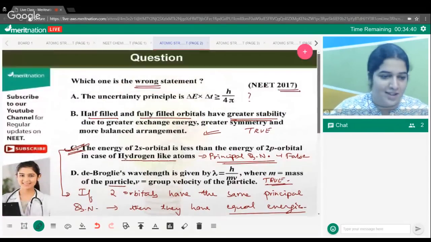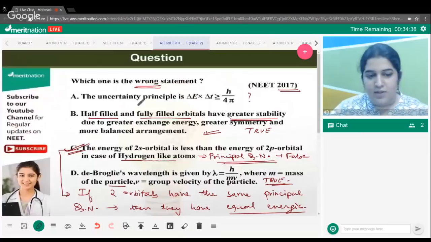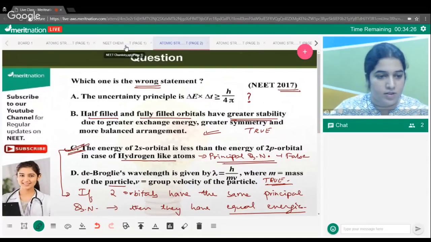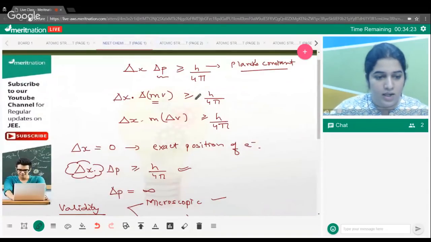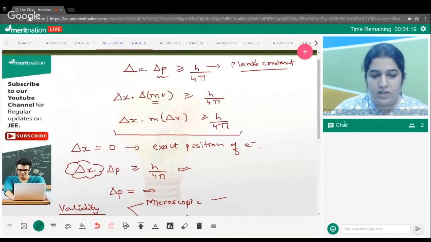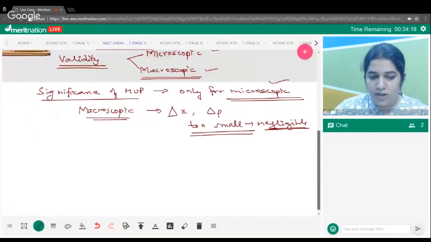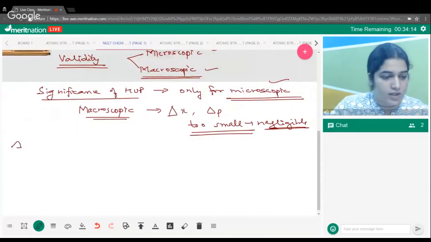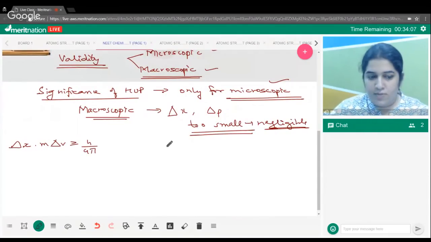The next is the uncertainty principle. How do we know whether option A is correct or incorrect? The uncertainty principle is given by delta x into m delta v greater than equal to h upon 4 pi, right? So let's go back to our uncertainty principle and see what we have concluded here: delta x into m delta v greater than equal to h upon 4 pi.